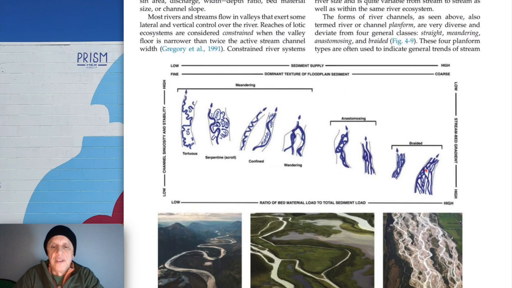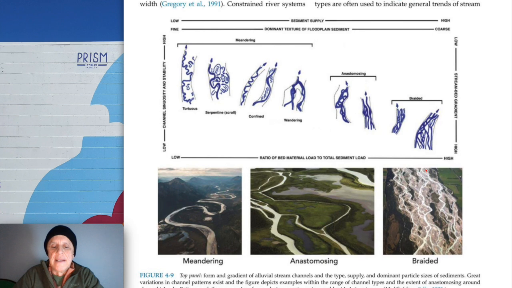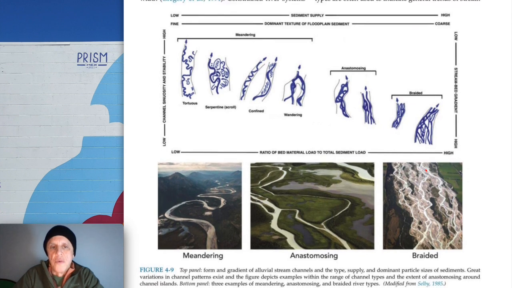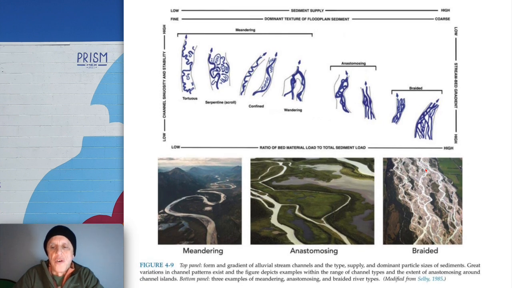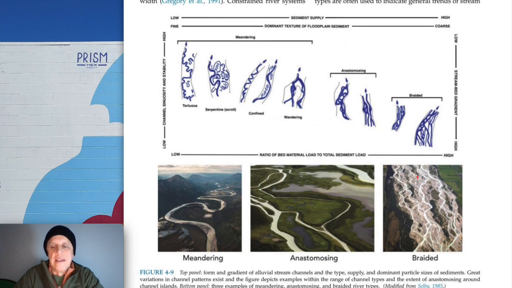And then lastly, we wanted to look at the distribution of the various channel configurations depending on where they are within the watershed. For example, here we have different scales. We have sediment supply, low to high, and dominant texture of floodplain sediment, fine to coarse.